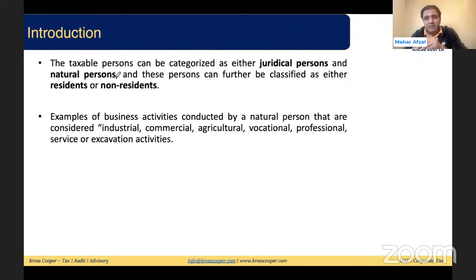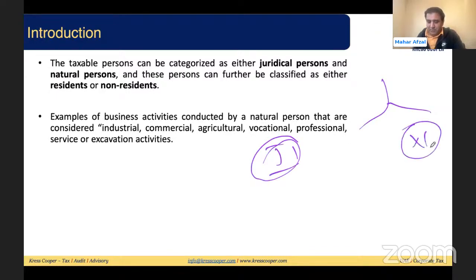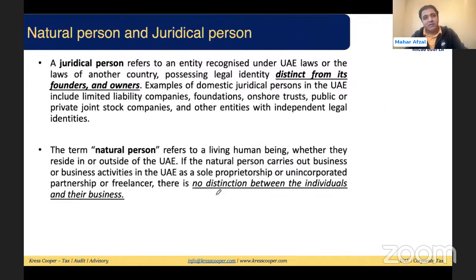Now let us discuss how persons can be classified. We know this. There are two types of persons: a juridical person and a natural person. You know the definition of the juridical persons. They said any juridical person is distinct from its founders, owners, or directors. So basically, a juridical person is a separate thing. Owners, directors, and founders are separate things. But in the case of a natural person, there is no difference between the owner and the natural person. We'll discuss the examples as well.